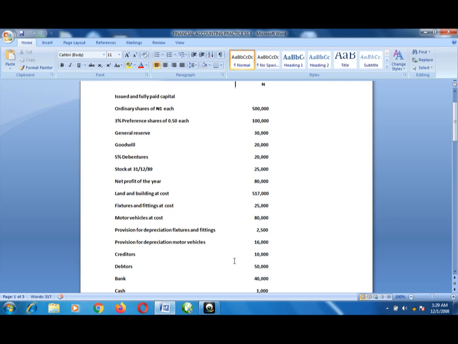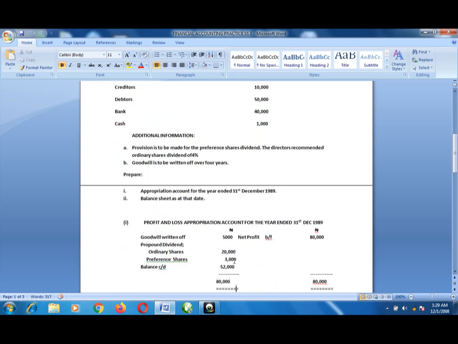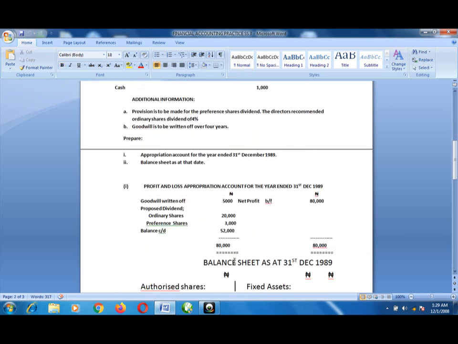And after that one, any other information? No. And you have the debit side minus credit side, and you have the value, and the difference will give us a balance carried down. And the balance carried down you have there is 52,000 naira, and you have the balance. That's 80,000 naira on both sides.